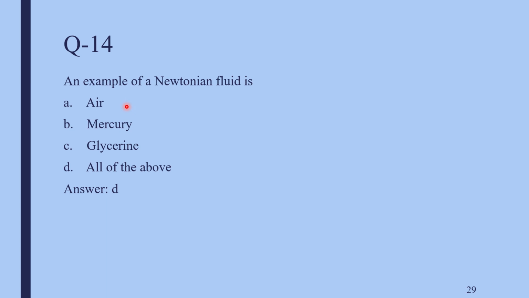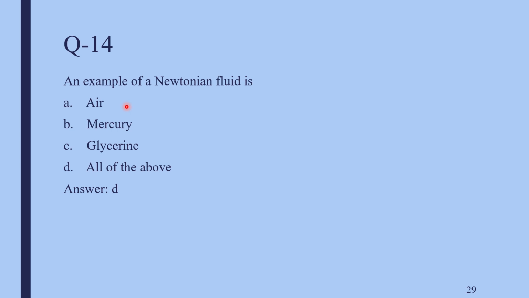So what would be the non-Newtonian fluids? In day-to-day life, if we see, it is like ketchup and paste, everything. Those things which show some different shear behavior come under non-Newtonian fluids. For the Newtonian fluid, air, glycerin, mercury, all the options given here are Newtonian. So the answer is all of the above.